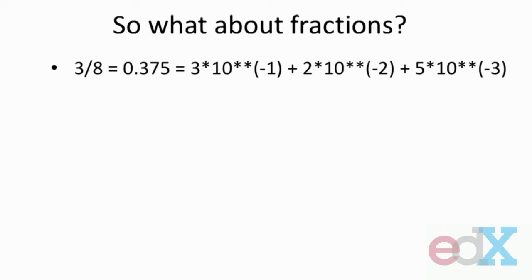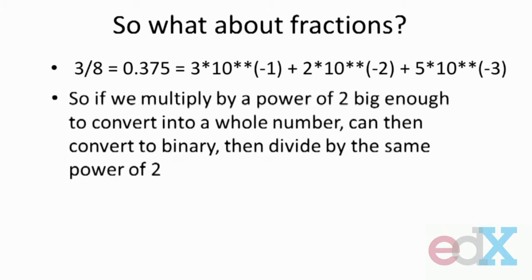Now, how could we figure out how to convert this into binary? Well, suppose we could find a power of 2 big enough so that when we multiplied it by this fraction, it turned it into a whole number. If we could do that, then we could take the whole number, convert it into binary using the method we just had, and then when we're done, divide by the same power of 2, which is just going to shift to the right.